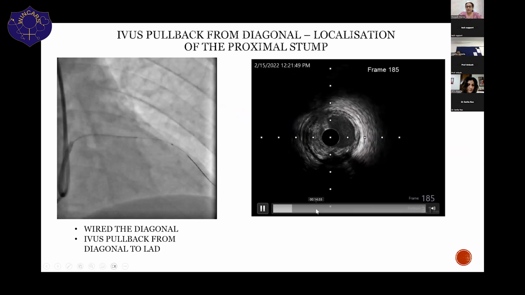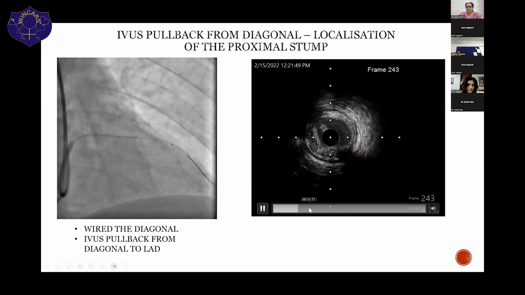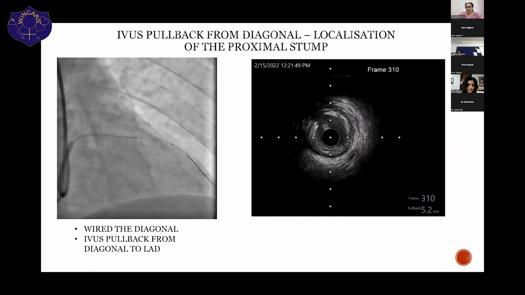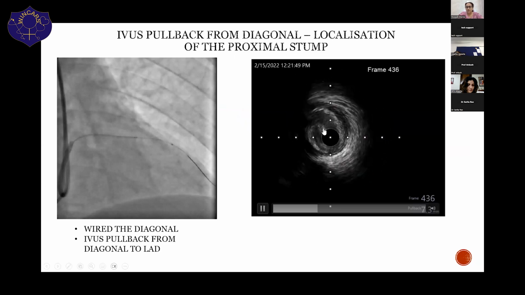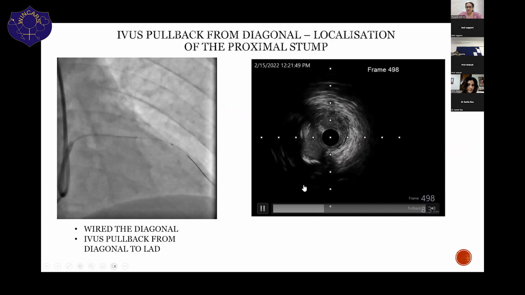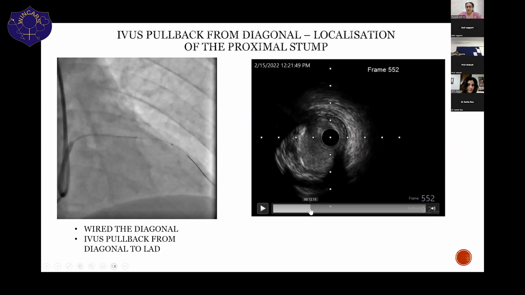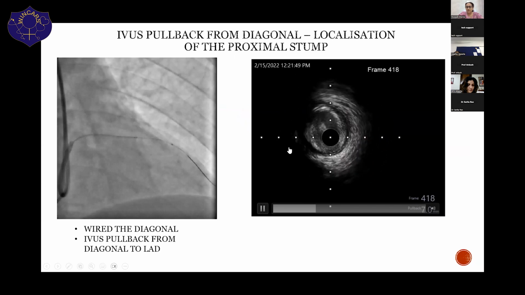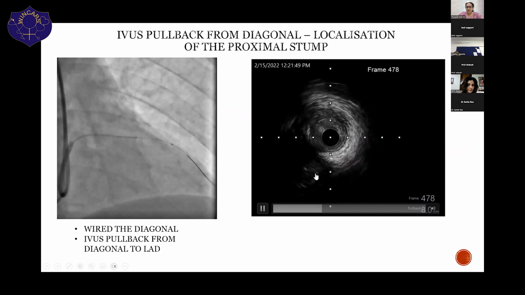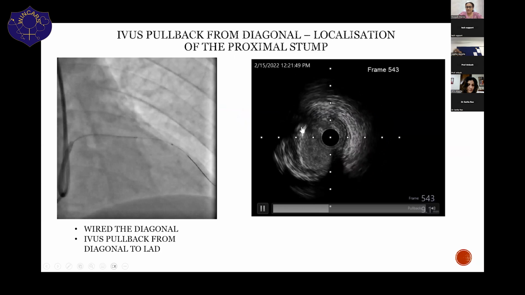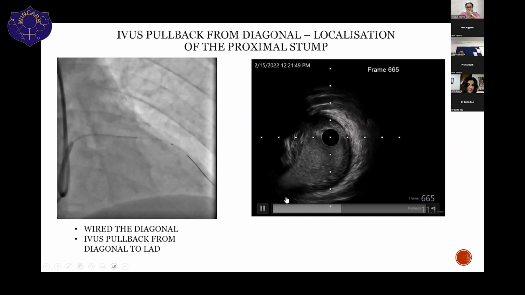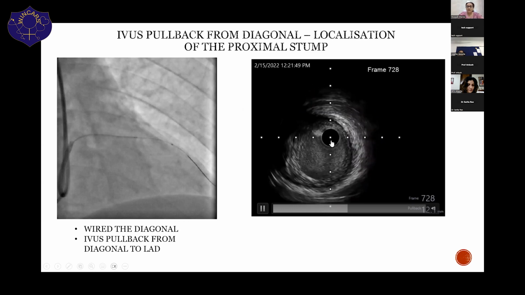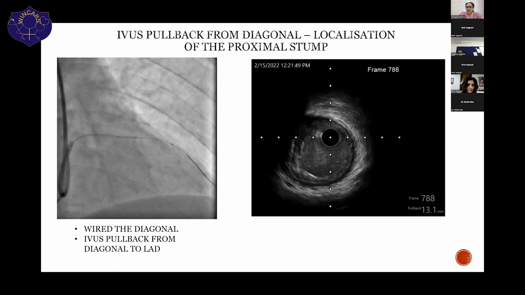How to identify the stump? Whenever the stump comes, there are two things we have to look for. One, a 3-layer structure becomes visible, and suddenly the diameter of the artery becomes bigger. At this juncture, at 6 or 7 o'clock, we can see a stump-like structure coming, and suddenly the artery becomes very big, from 2.5 to 3.5. That means we have crossed the proximal stump.